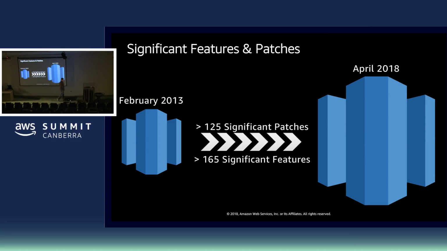We have introduced 125 significant patches since we launched, and 165 significant features since we launched Redshift. So when a feature is released, you don't have to come to us to say, can you enable that feature for us? The feature is automatically added to your Redshift cluster. It's available in the next patch release. So you don't have to do anything for it to move towards a new patch or a new feature set. Everything is automated for you. Fully managed, fully automated.